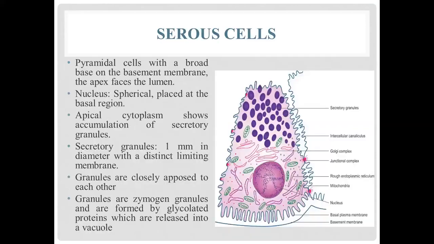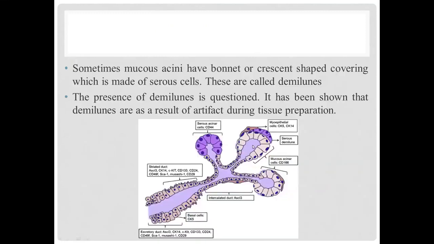So first, these are the serous cells we can see. As we can see in the picture, the serous cells are mainly pyramidal cells. It has a broad base on the basement membrane, and an apex which faces the lumen. So this is the lumen, this is the apex and this is the base of the cell. They have broad basal cells. And here itself we have seen the basement membrane.